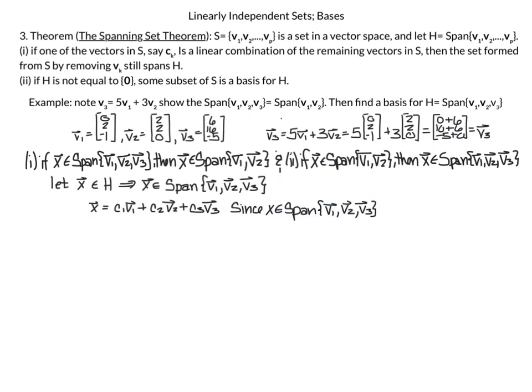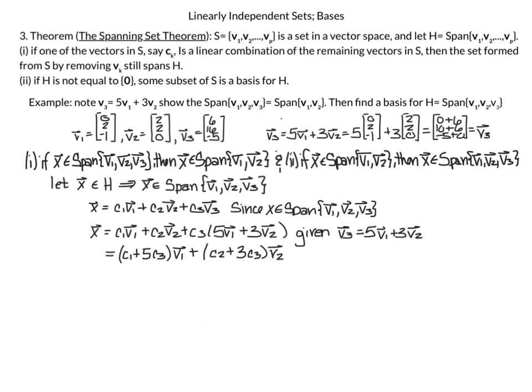Starting here, X is going to be in the span of v1, v2, v3 over here. And my goal is to show then that X must be in the span of v1, v2. So X is in H, X is in the span of v1, v2, v3. That means that X is a linear combination of v1, v2, v3. And then I am also given that v3, over here, is equal to 5v1 plus 3v2.